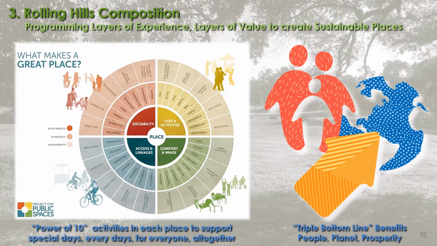Speaking of interactions, one of the things that we note is the work of the Project for Public Spaces, which simply underscores the importance of parks that are sociable, that have a diversity of uses and activities, have access and linkages to the surrounding neighborhoods and community, and provide comfort and image and quality for everyone in the community. So what this is really about is providing a diversity of opportunities for all people of all age groups and all needs and all interests.